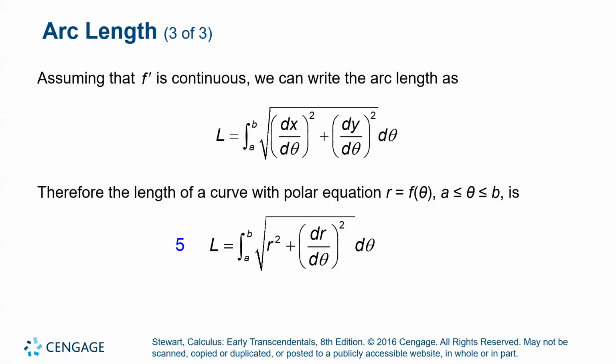So that allows us to translate the parametric form of arc length into a polar form. So with parametric, we had dx d theta squared plus dy d theta squared, all under a square root. So translating that for polar form, we have r squared plus dr d theta squared, all under the square root. And this is the formula for arc length for a polar curve.